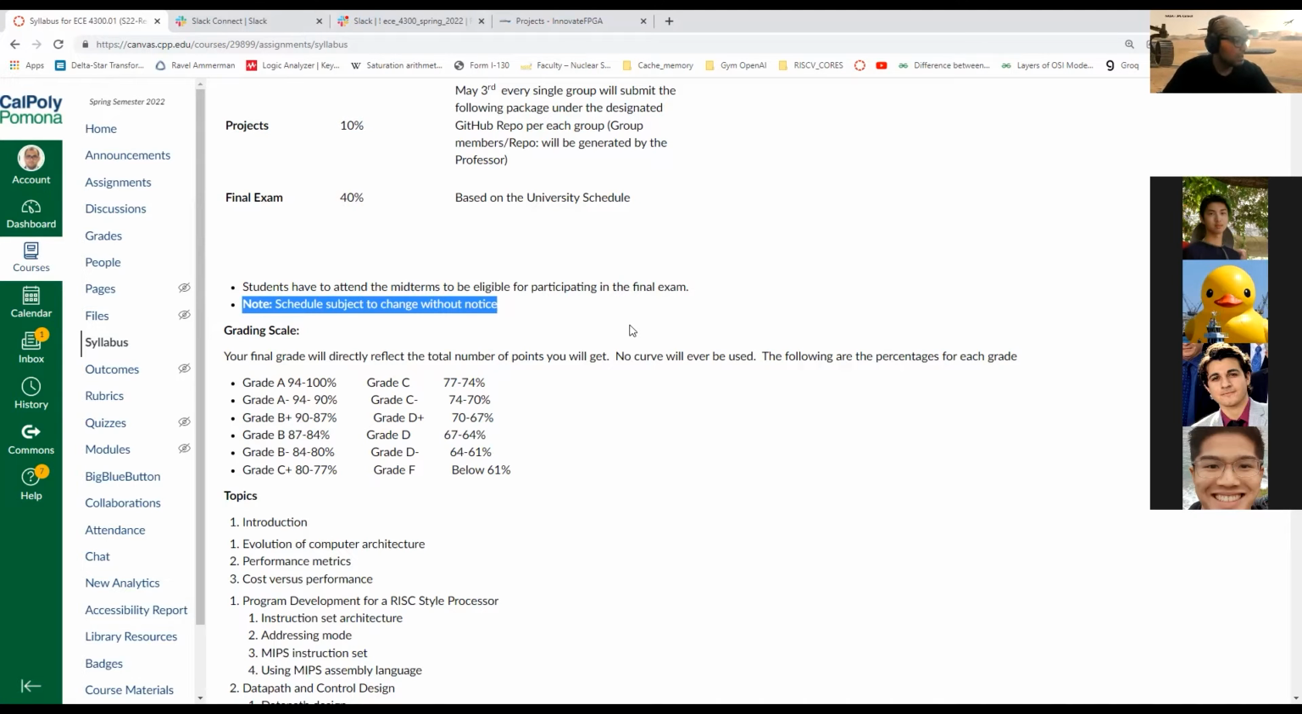Grading scale. To get an A, you need to be between 94% and 100%. Unfortunately, if you are below 61%, that would be considered an F, okay?